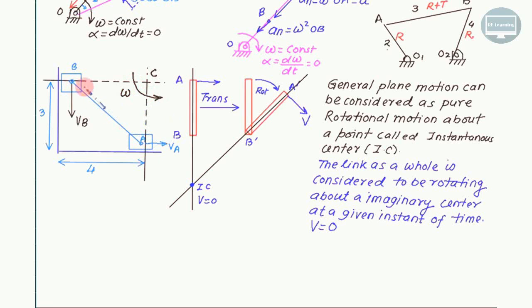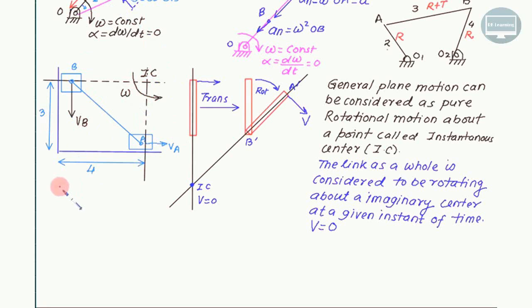This motion of this link is a translational plus rotational motion. So this link has angular velocity equal to what? Omega, about the point C. Now this distance from B to C is equal to 4, and this distance from IC to this A point is equal to 3, and omega is a constant value.